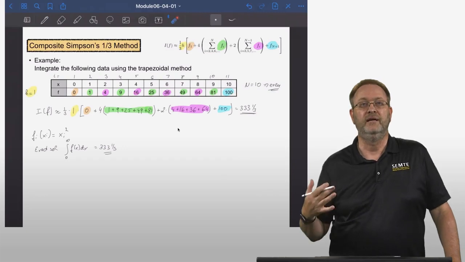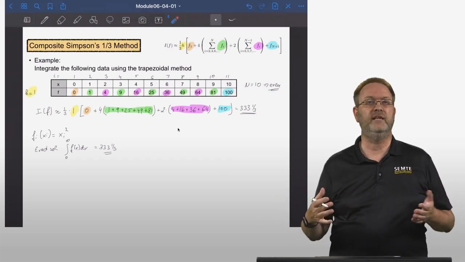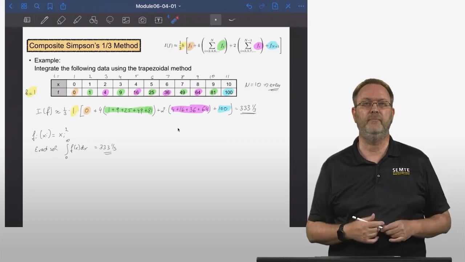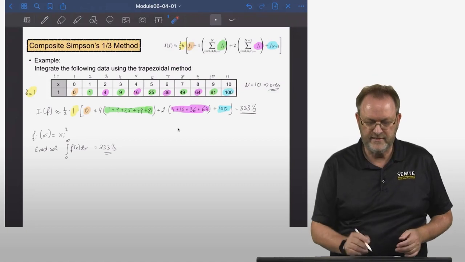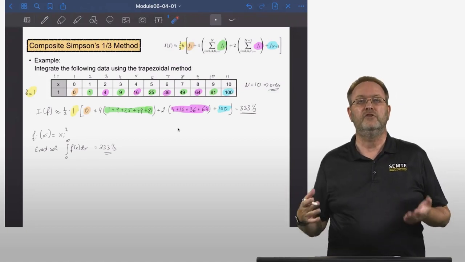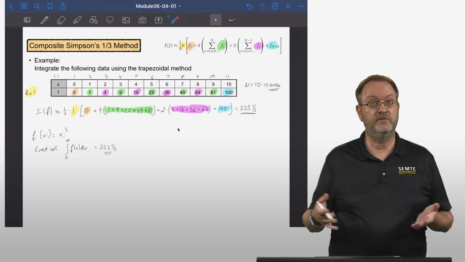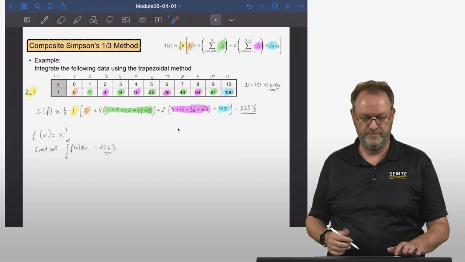Well, it's because Simpson's 1/3 method is derived by assuming that I can approximate the function that I'm integrating by a second order polynomial. And that's exactly what this data is. It's a second order polynomial. So therefore we expect this method, Simpson's 1/3 method, to be exact up to round-off errors.